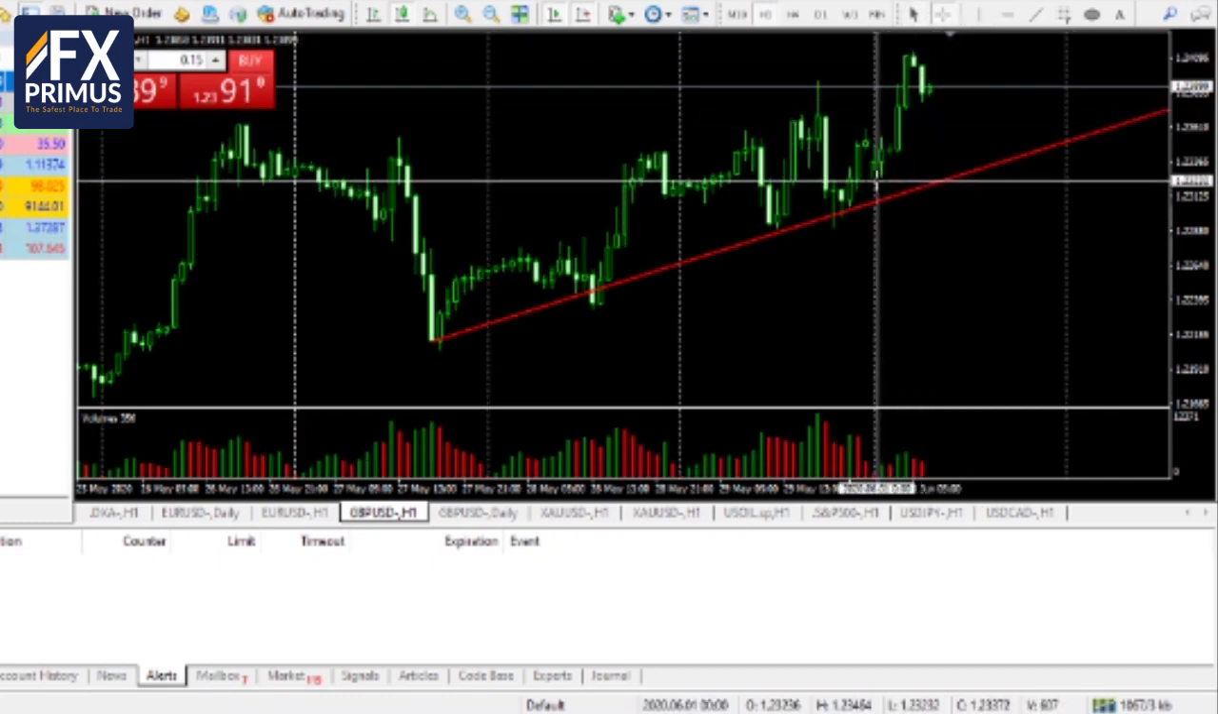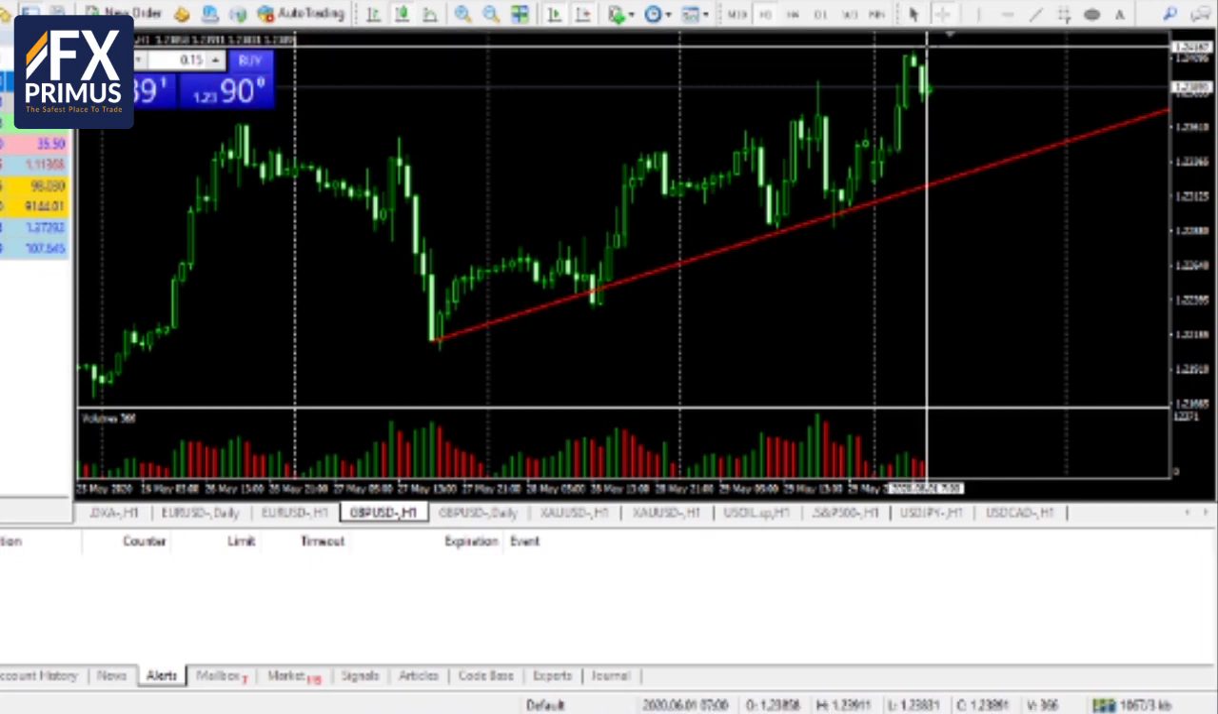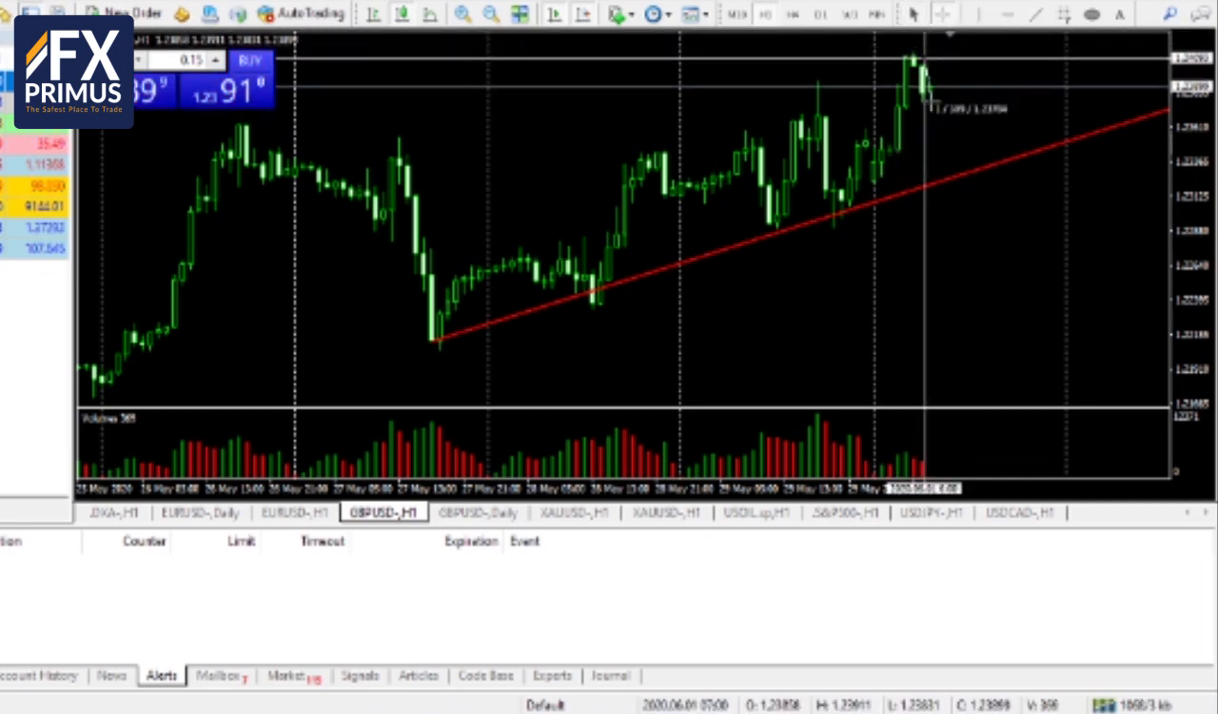For this morning, the UK pound was still bullish, going up about 87 pips since markets opened this morning, and it retraced back about 30 pips as of now.